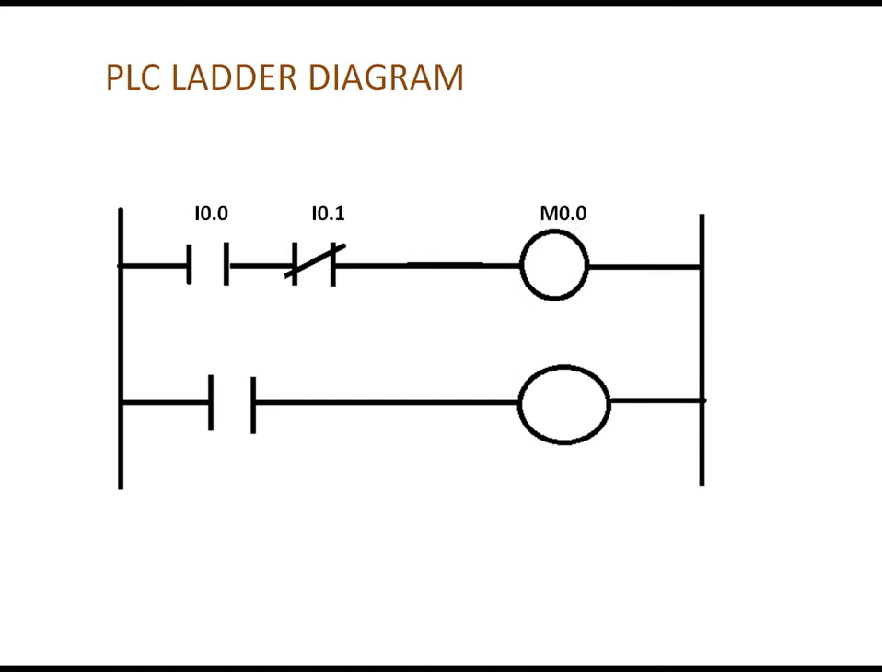Okay, so see here, I have taken this as a start, that is I0.0 and I0.1, and this is M0.0, meaning this is memory acting as a relay. Now from memory we are giving to the contactor. So this is your overall program to run the motor.